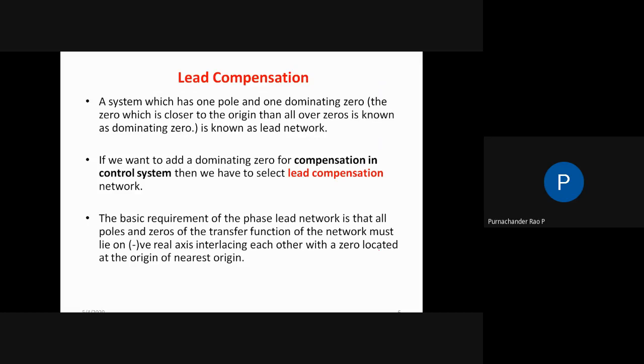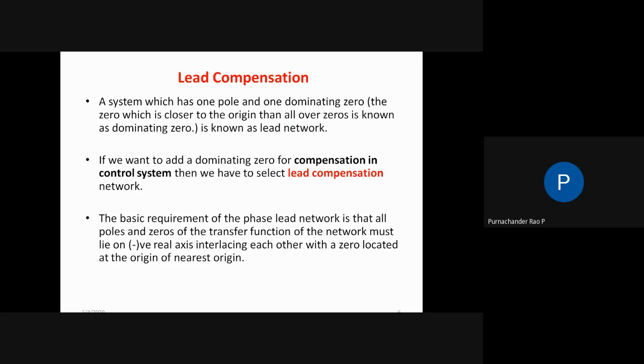Now, lead compensation. So what is a lead compensation? A system has one pole and one dominating zero. The zero which is closer to the origin than all other zeros is known as a dominating zero. So this type of network is known as a lead network.